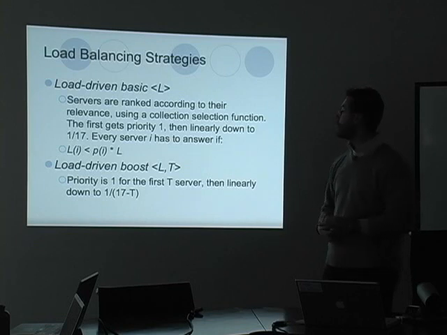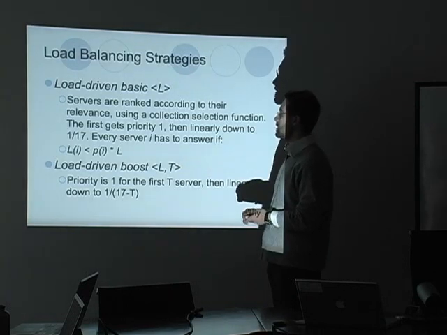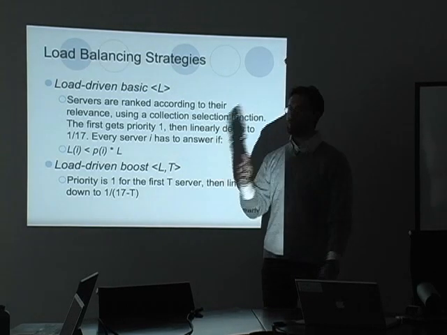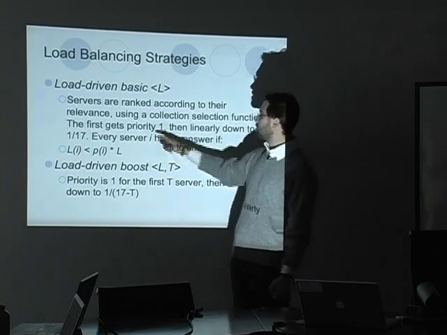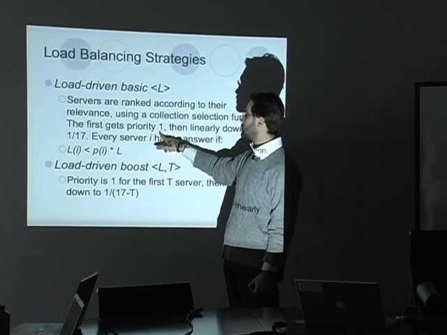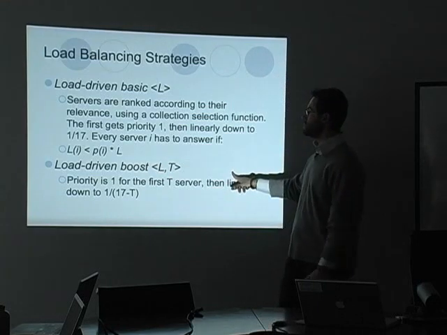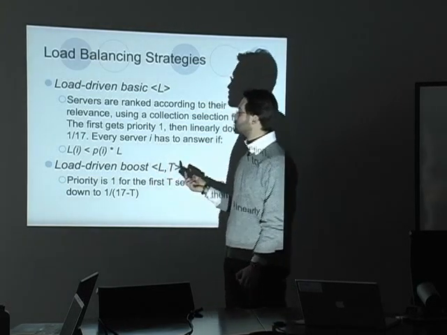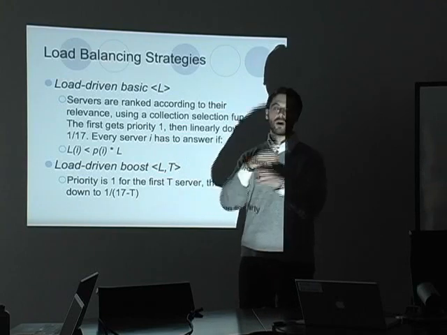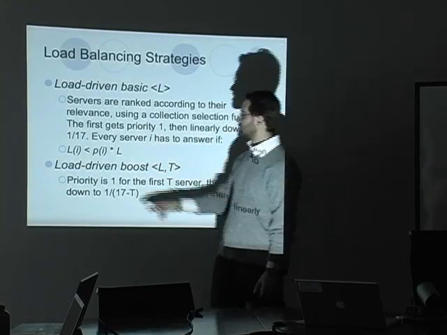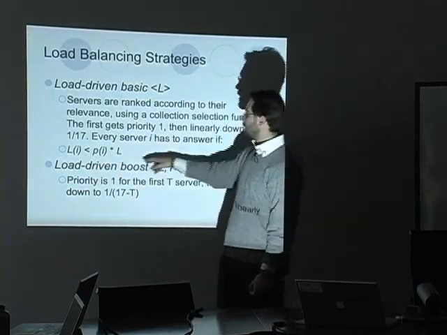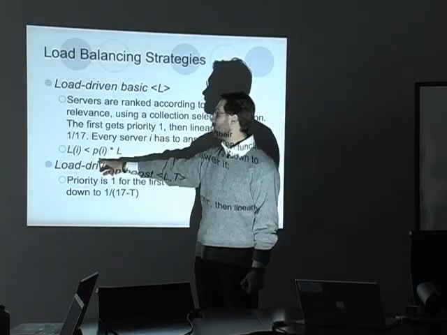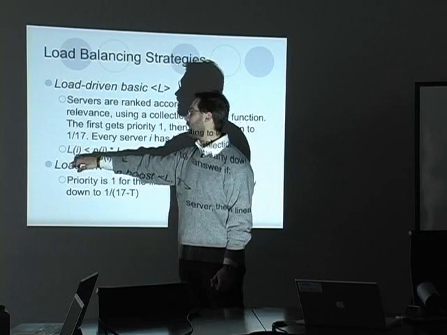So we introduced 2 load balancing strategies. Simplifying, the way it works is like that. Every time we get a query and we rank the document clusters for the query, we give a priority to each collection. The priority goes from 1 for the most promising server down to 0. So it's linearly decreasing. We broadcast the query, and every server answers if its load is smaller than its priority times the threshold we set. So for the most promising server, with priority 1, the server will always answer.